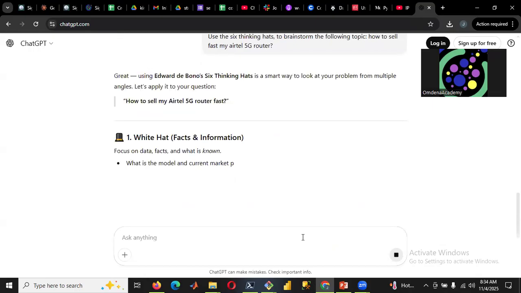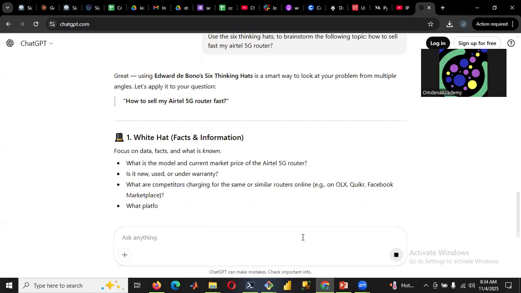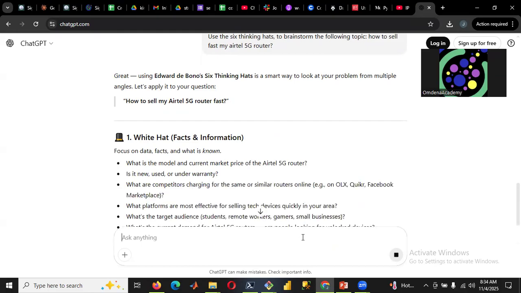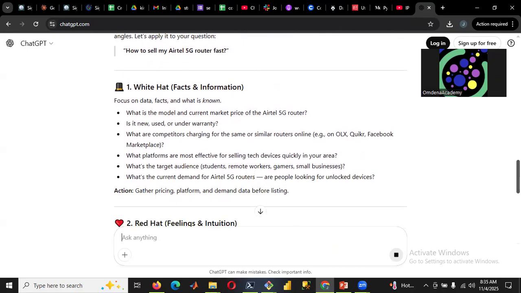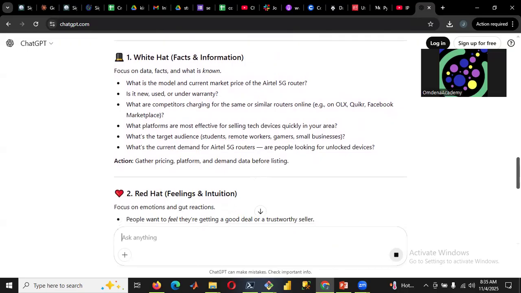It's going to start with the white hat: facts and information, focus on data, facts, and what is known. So what is the model, the current price of the 5G? Is it new, used, under warranty? What are the competitors charging? What platforms are most effective? What is the target audience? What's the current demand for 5G?